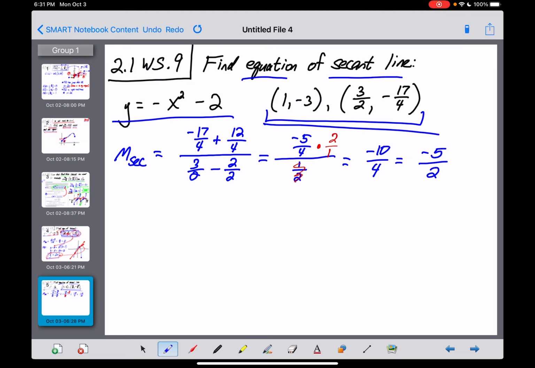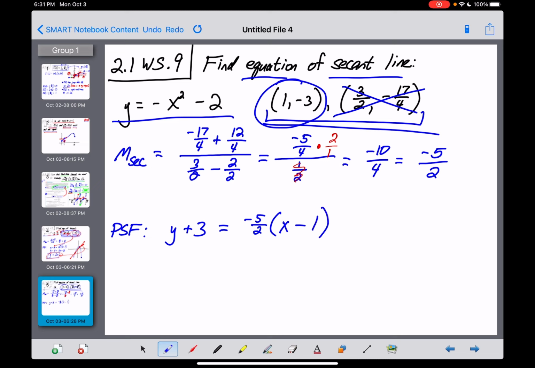Okay, time for point-slope form, and I think pretty clearly we're going to use this point right here, because this one is a disaster. So here we go. y minus your y coordinate, that's minus negative 3, which shows up as plus 3, equals our slope of negative 5 halves, times x minus your x coordinate, which is 1. Let's distribute that negative 5 halves: y plus 3 is equal to negative 5 halves x plus 5 over 2.